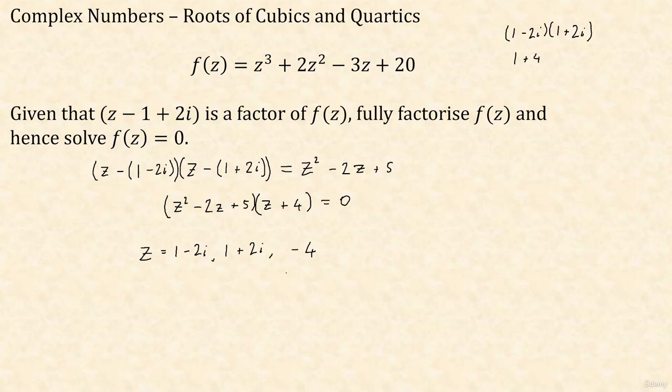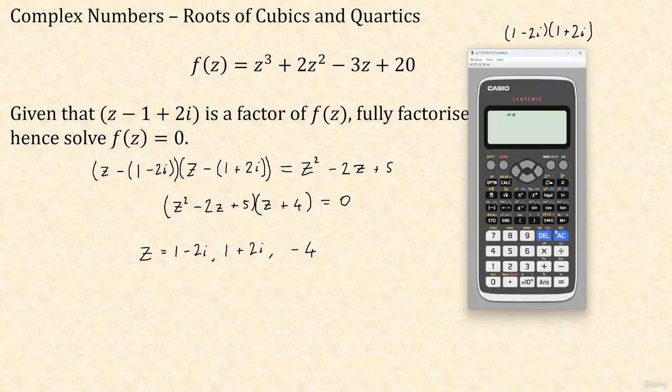And of course we can check that on the calculator too. Just go to Menu, down to Equation Solver. It's a polynomial, degree 3, and it's 1z cubed plus 2z squared minus 3z plus 20, and you can just check. Yep, minus 4, we had that, 1 plus 2i, and 1 minus 2i. So a nice little check there.